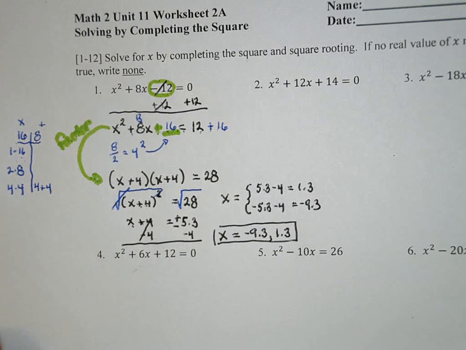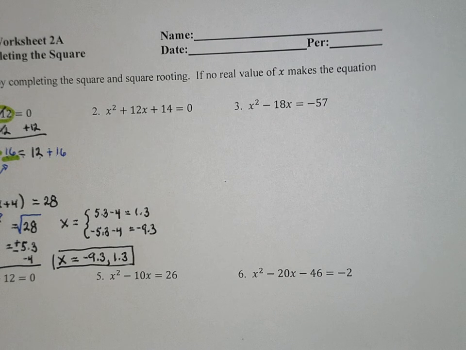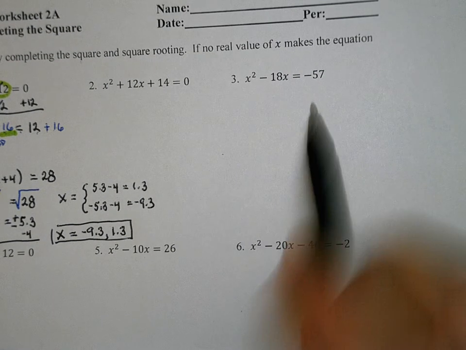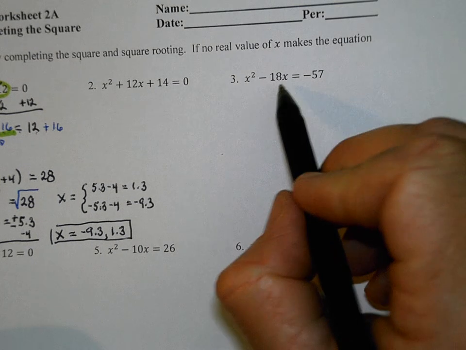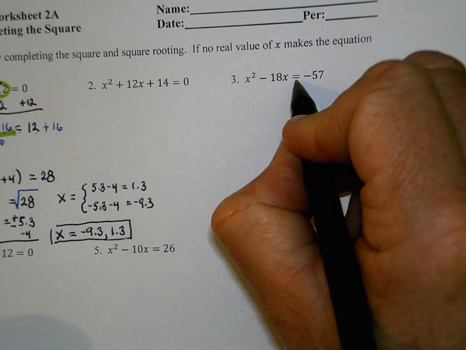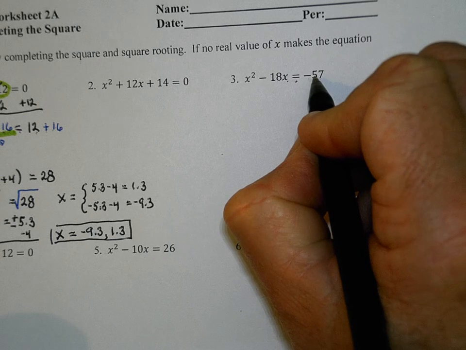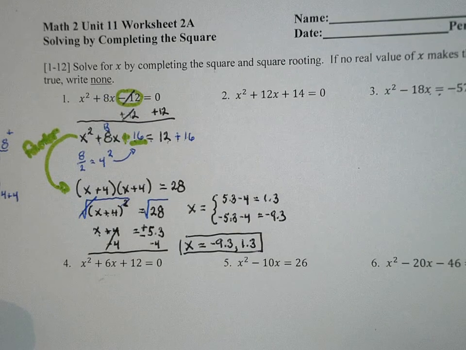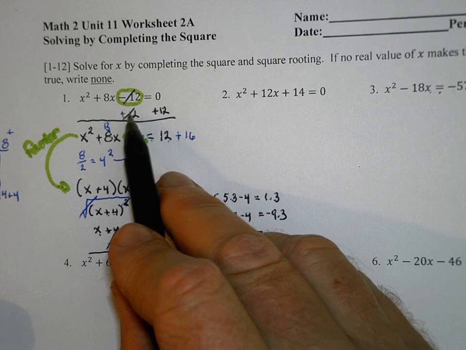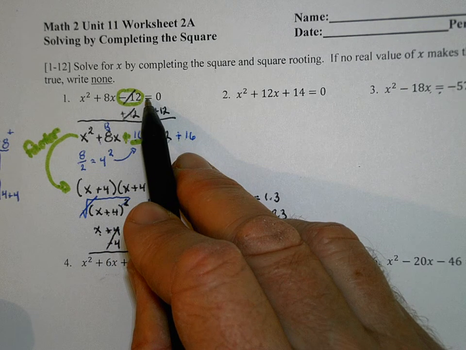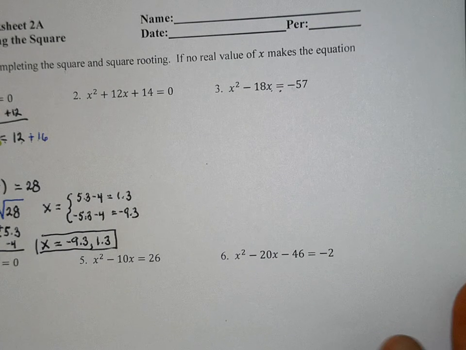All right, moving on to number 3. We have x to the second power minus 18x is equal to negative 57. In this problem, here's my equal sign. To the left of the equal sign, the c value has already been moved over. So in number 1, where I had to add 12 to both sides of the equation to move the c value over to the right of the equal sign, in number 3, that first step has already been done.